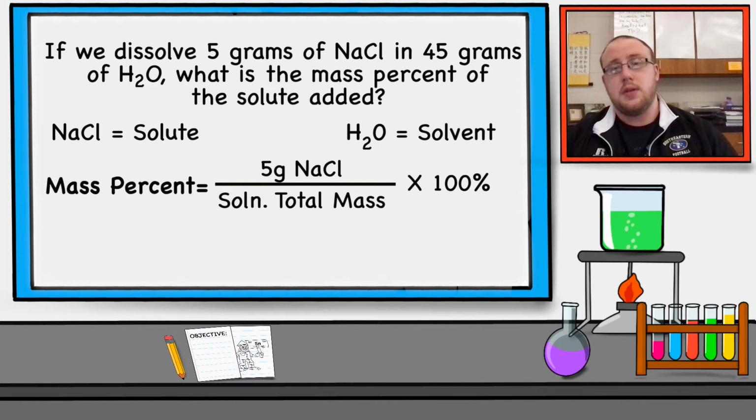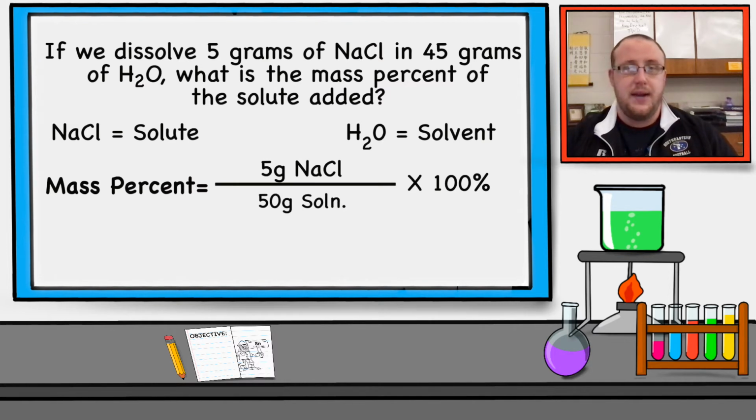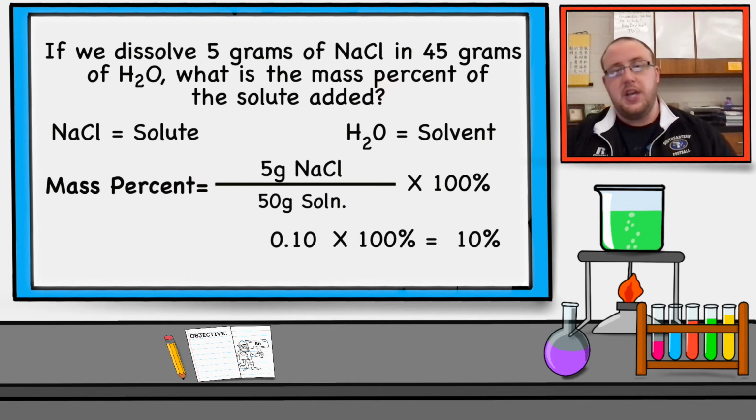We need to fill out our total solution portion now. This means we need to add our 5 grams of sodium chloride plus our 45 grams of water together, and we're going to get 50 grams of solution. Now that we have both those portions filled out, we can divide our 5 grams of solute by our 50 grams of solution, and we get 0.10. Our last step is to make this a percentage by multiplying the decimal number by 100%. Once we do this, we get 10%. This means 10% of the mass of our solution is sodium chloride. Now that we have seen one problem solved, let's work another.